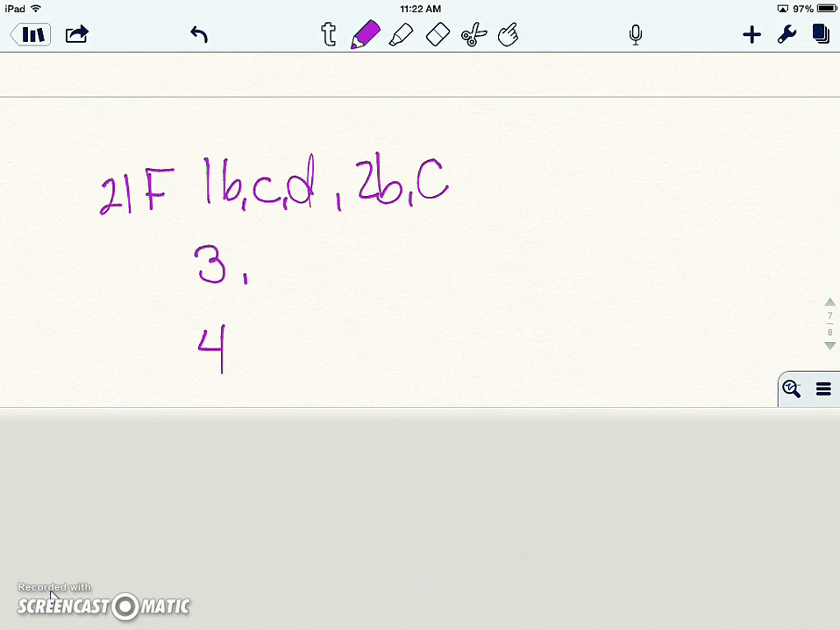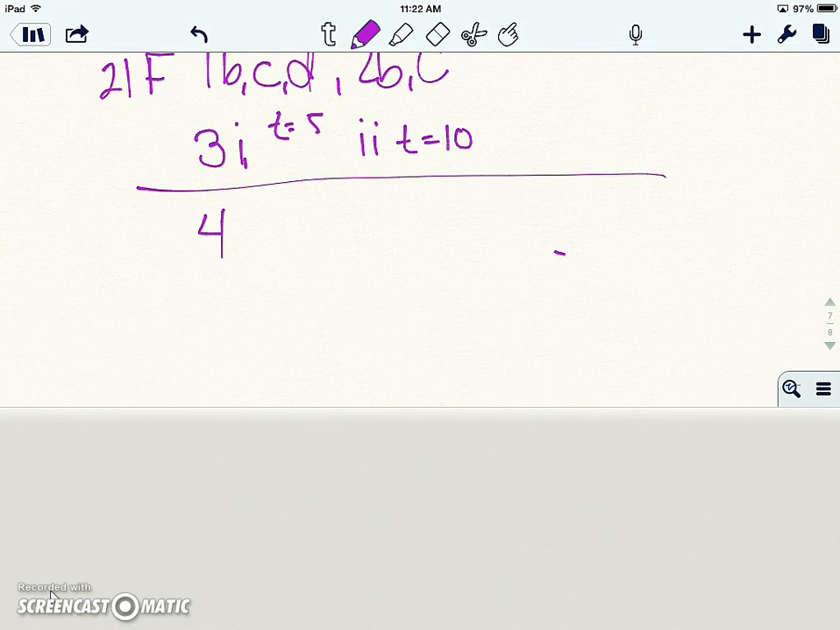Okay, for 3, it is pretty straightforward. For 3I, you're just going to plug in t equals 5. For double I, plug in t equals 10. For part B, I, you need to find the derivative and then plug some stuff in, and for part B double I, find the derivative again and plug some stuff in. That may or may not help you. For 4, it will help you.